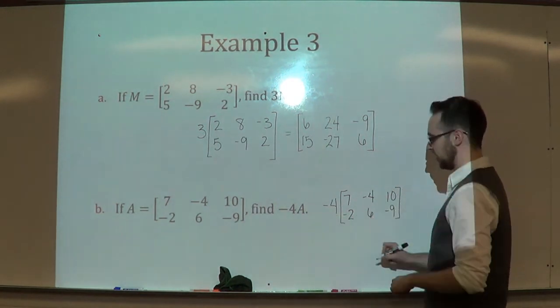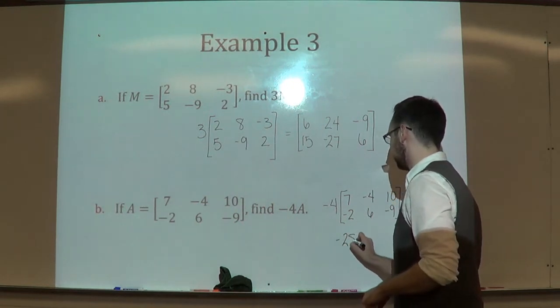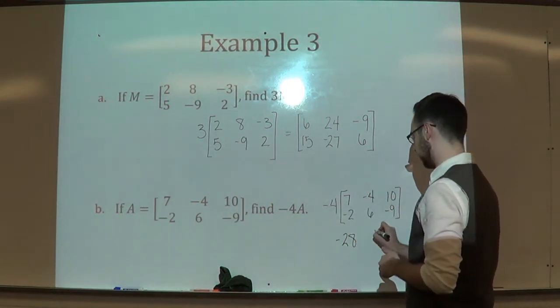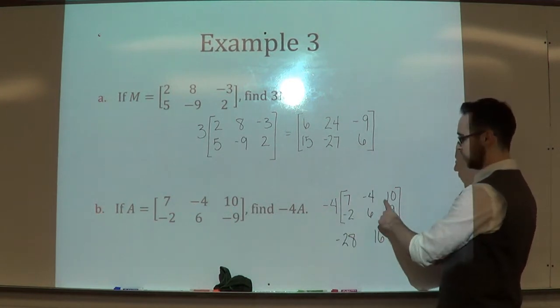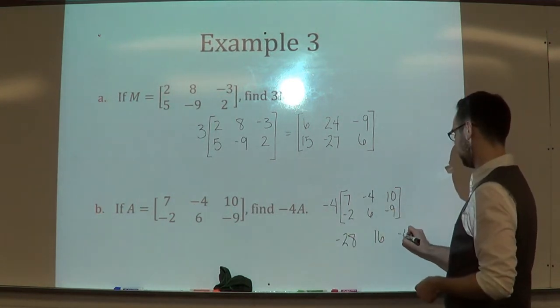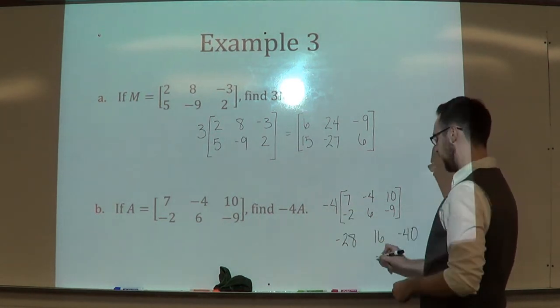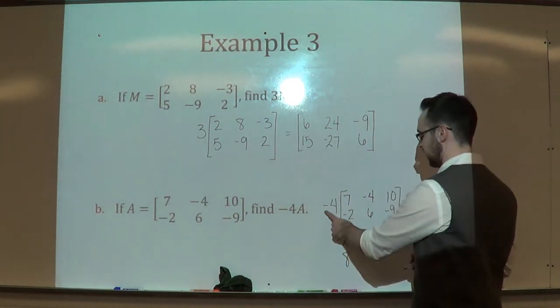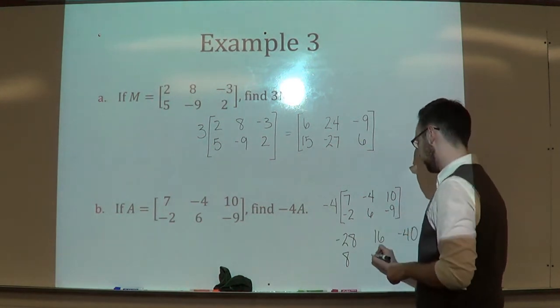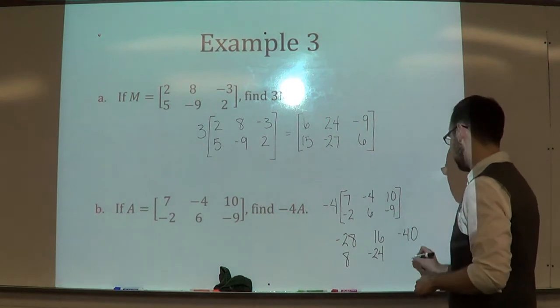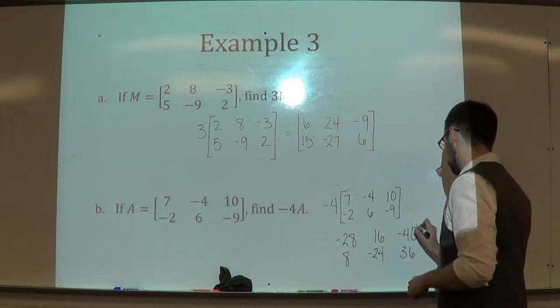So we have negative 4 times negative 7 is a negative 28. Negative 4 times negative 4, two negatives make a positive, so it's 16. Negative 4 times 10 is a negative 40. Negative 4 times negative 2 is a positive 8. Negative 4 times 6 is a negative 24. Negative 4 times negative 9 is a positive 36.